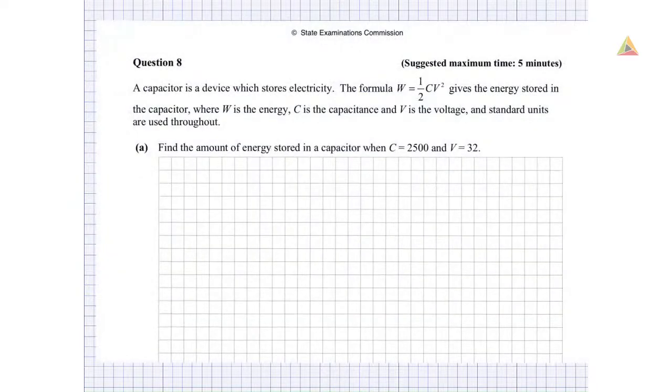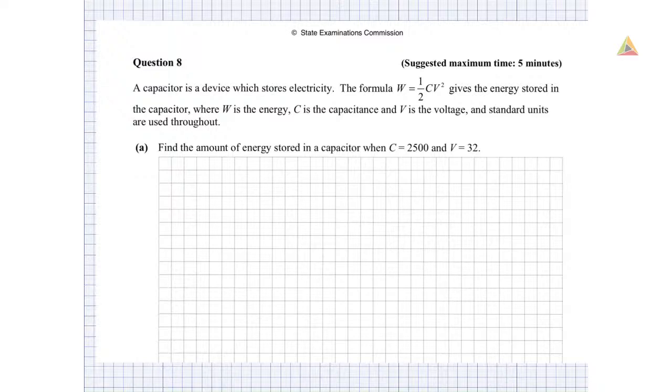Okay, so we're going to look at an exam question now, and this is from a higher level paper. A capacitor is a device which stores electricity. The formula W is equal to half CV squared gives the energy stored in the capacitor, where W is the energy, C is the capacitance, and V is the voltage. The standard units are used throughout. Find the amount of energy stored in a capacitor when C is 2500 and V is 32.